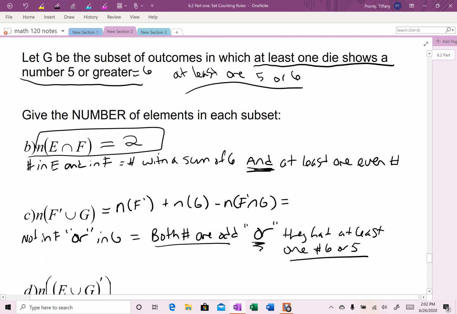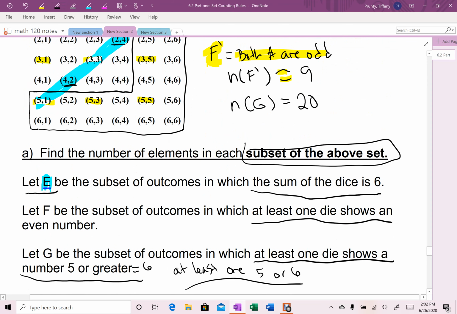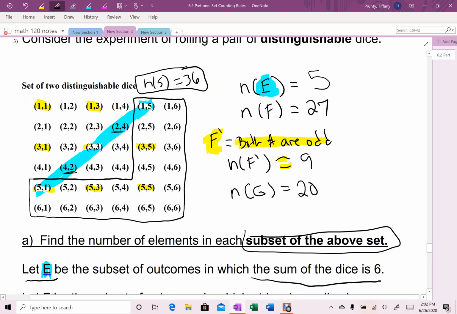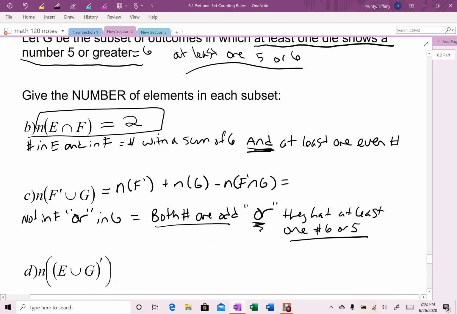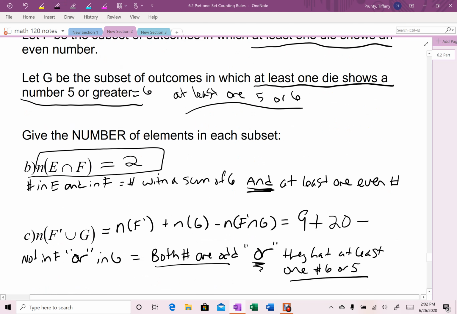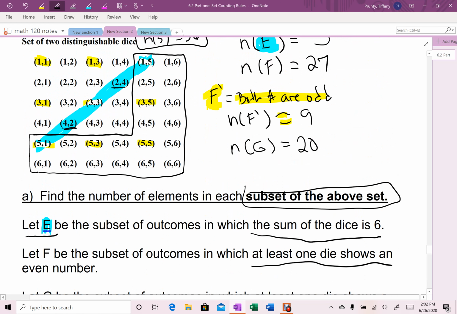All right, so if I go back and look at my picture, remember the number not in F were the ones highlighted in yellow. There are 9 possibilities of not being in F, which means both are odd, right? Those are the ones highlighted in yellow. If you count, there are 9 of them. All right, so there are 9 not in F. Remember, there were 20 in G.